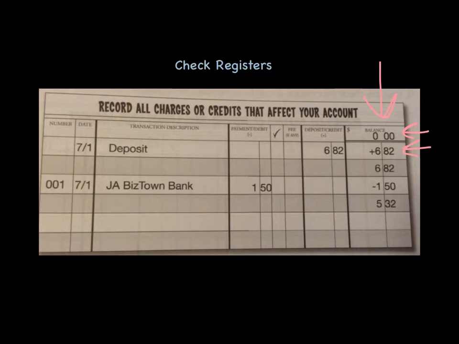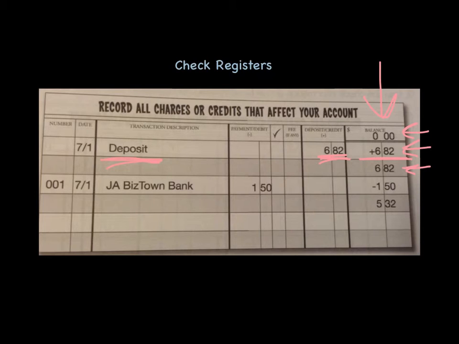So since Jennifer's balance started with 0, when she made this deposit of $6.82, she added that to 0, and 0 plus $6.82, of course, is still $6.82. We see that right here. That was the answer to her very first math problem, and by doing these addition and subtraction problems, she can keep track of how much money is in her account.